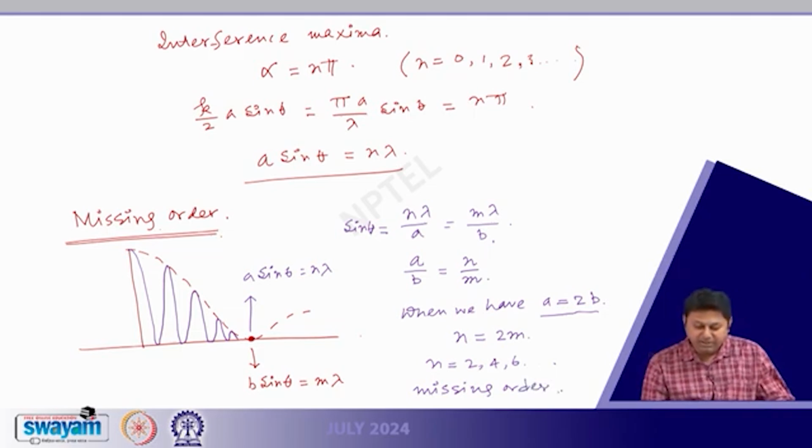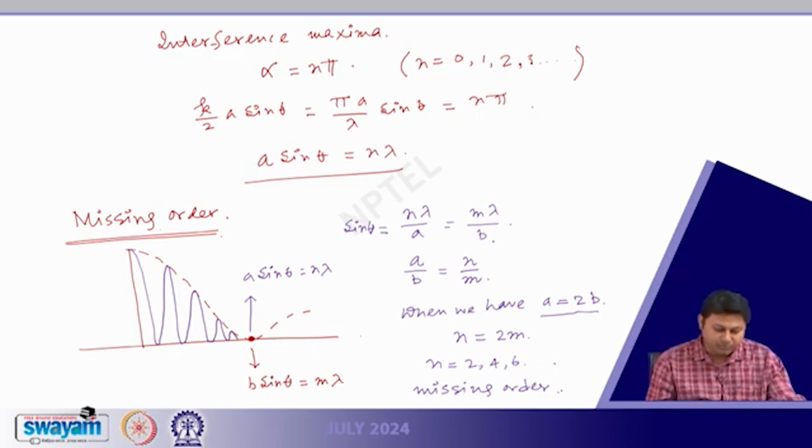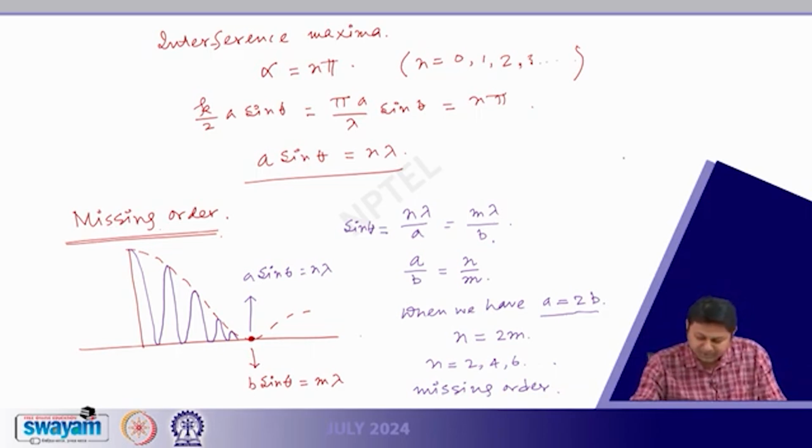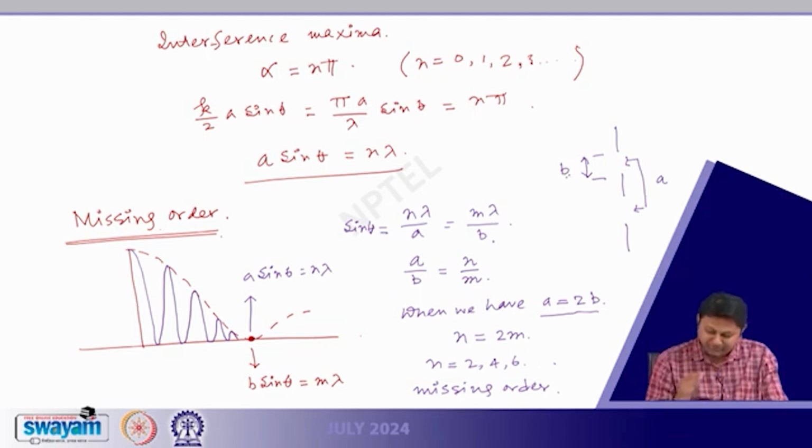So, what is A and B? If you forget, A was the separation between the 2 slits, and B was the width of a single slit. I am talking about this ratio. So, that is why when A is equal to 2B, this condition arises. So, this is the way one can calculate the missing order.